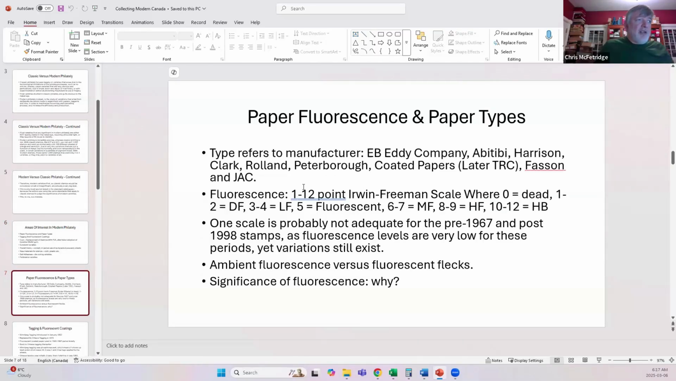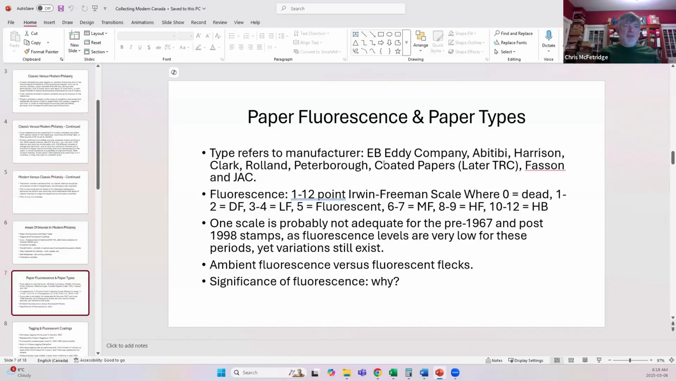Okay, so paper fluorescence, I'll talk a little about that. That's a topic that, as far as I know, at least in England, I don't see any mention of it at all in the given specialized catalogs. Canada, we're special. This is a core topic because we start out with typical dull paper that has no fluorescent quality in the 1950s and early 60s, and that was manufactured by the E.B.